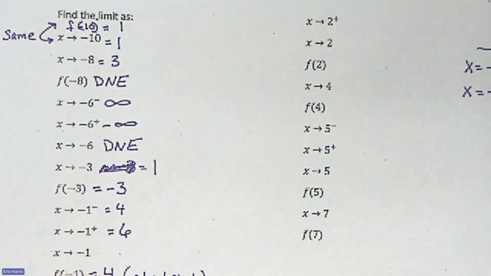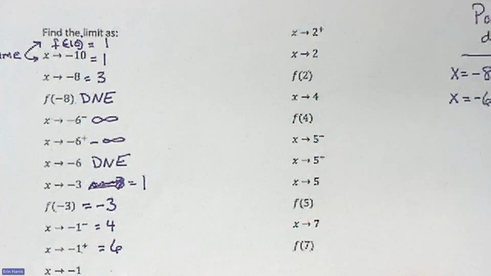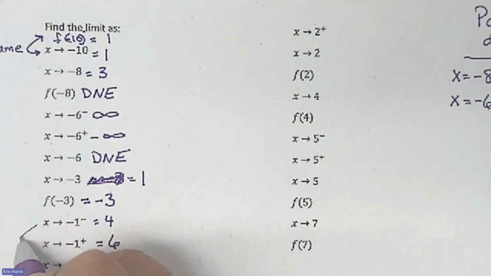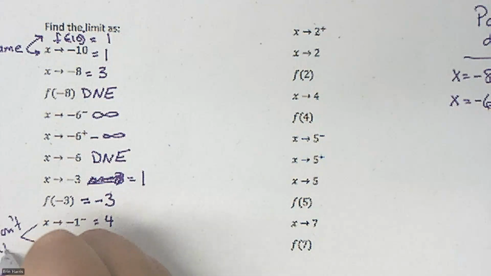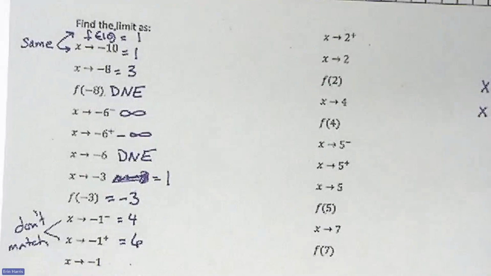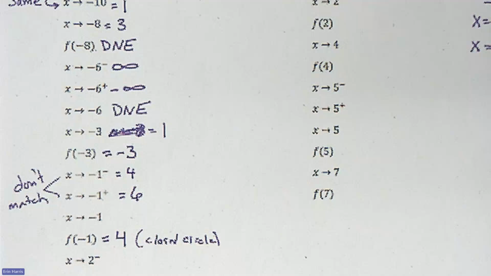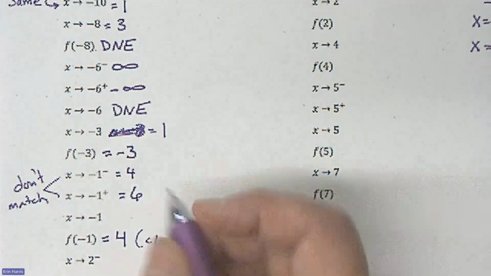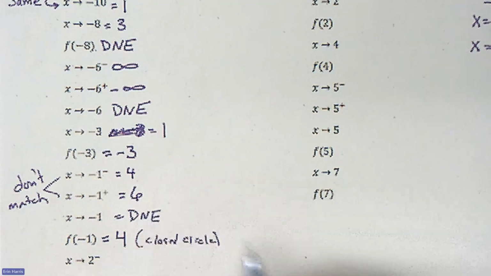Okay, so this is a case where the left hand and the right hand side, they don't match. Okay, and so if the left and the right hand side don't match, then the limit, we say, doesn't exist. Okay, so the limit only exists if you see the same value from both sides.